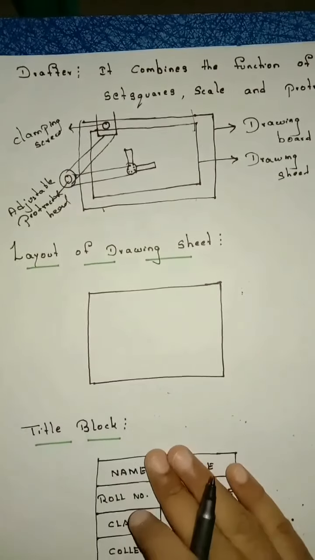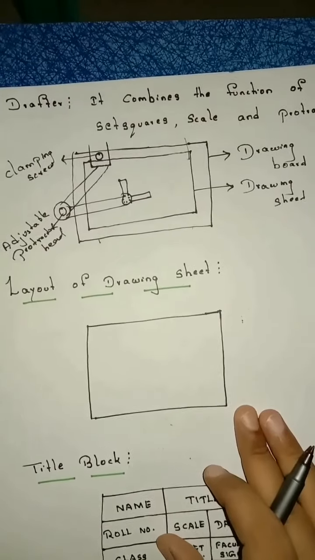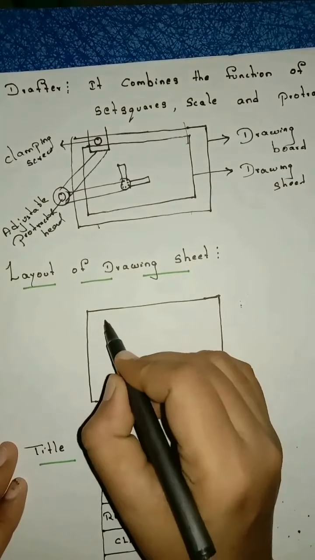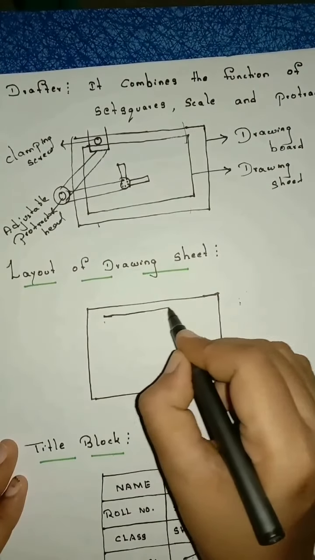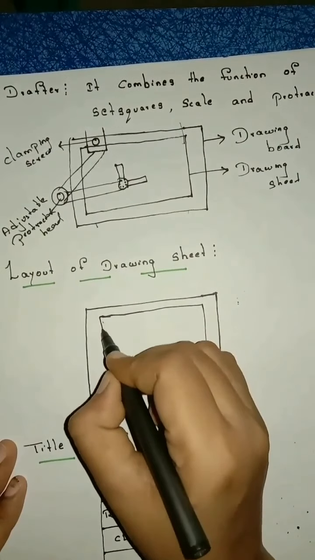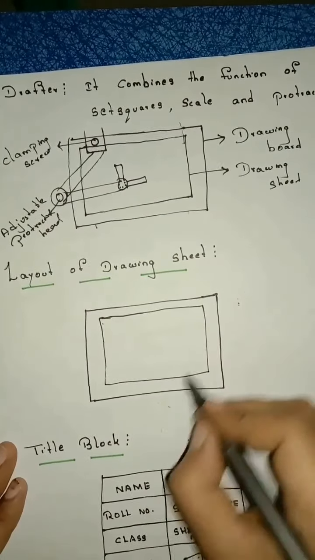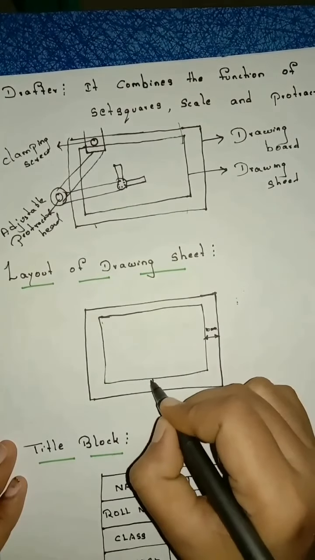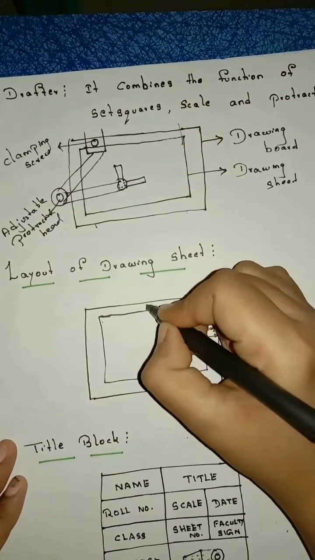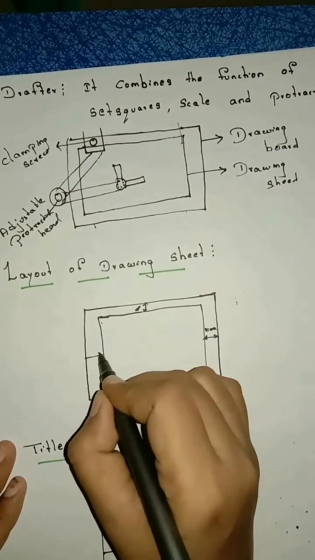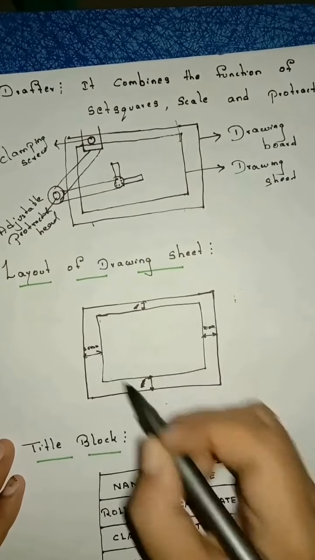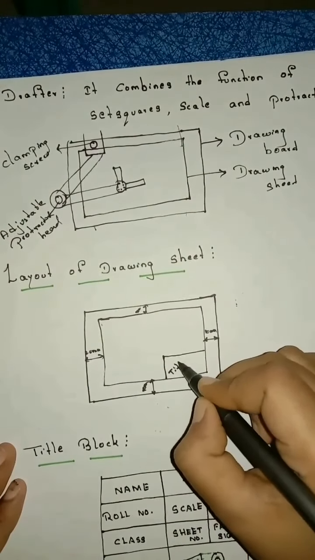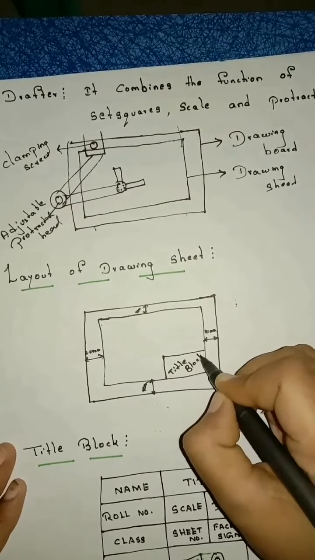So next, actually you didn't see the drawing sheets, right? The drawing sheet will be like this, right? Drawing sheets have border lines. Border lines, right? This gap is 10 mm, this gap is 10 mm, this gap is 10 mm, and on the left side it will be 20 mm, right? And at the bottom right side we have the title block.